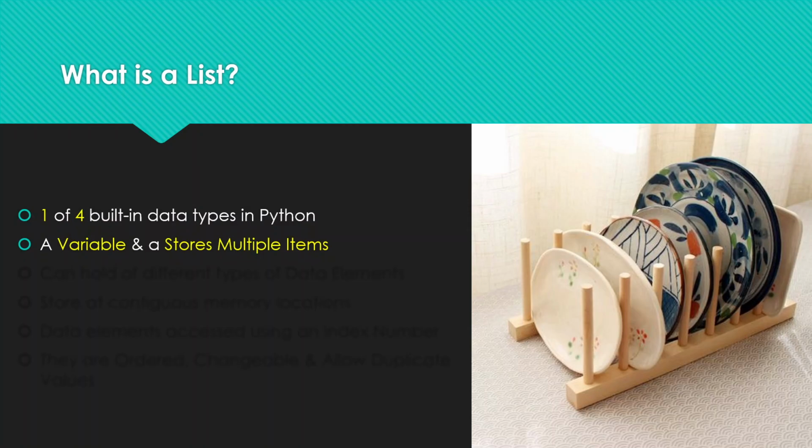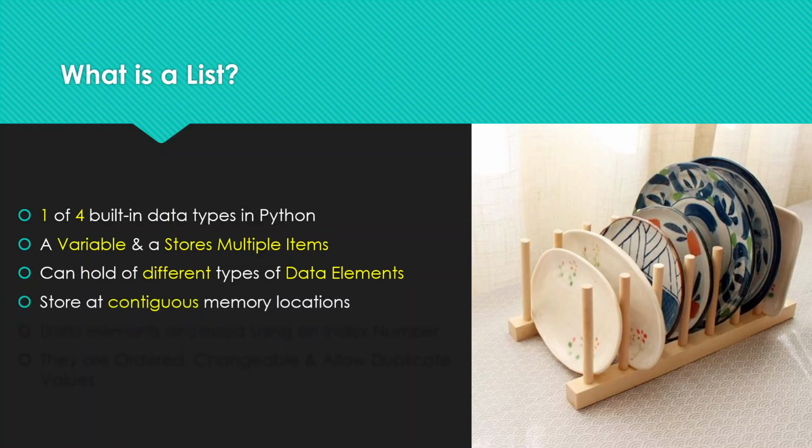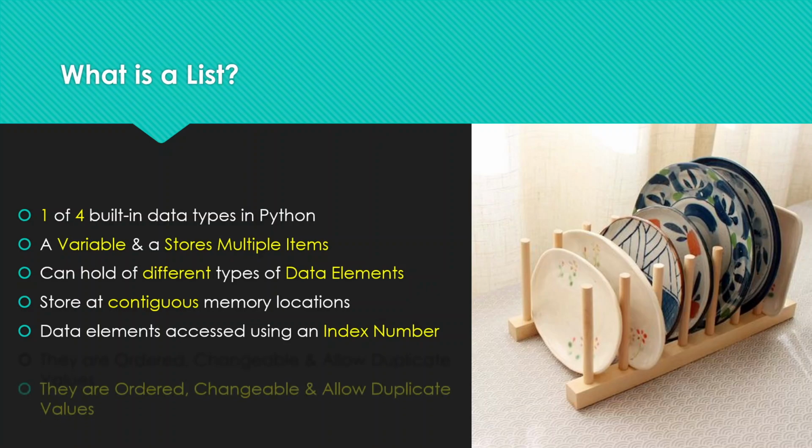Now, it's not the only kind of variable that can store multiple items. Python has three other built-in data structures. They're actually called data structures, and you're going to look at them in the next slide. So a list can hold different types of data elements, and it stores this particular data in contiguous memory locations. The data elements are accessed using an index number, just like an array.